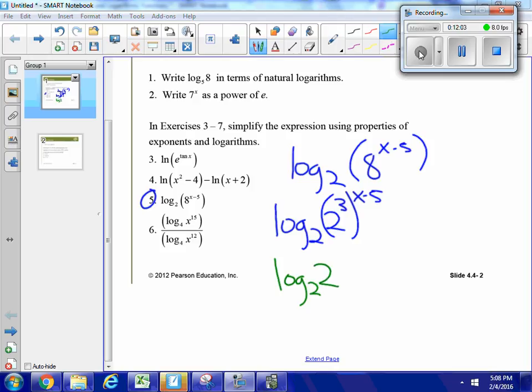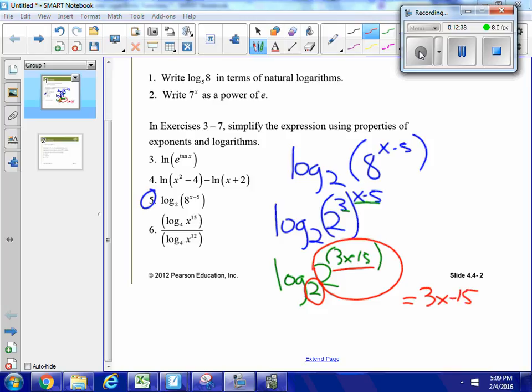Well, since I have exponents, and I'm taking a power of a power, I multiply the exponents times one another. So this becomes 2 to the 3x minus 15. The logarithm is an exponent. Logarithm is asking me a question. What exponent do I need to put on base 2 to get 2 to the 3x minus 15? Well, I need to put 3x minus 15 on 2 to get 2 to the 3x minus 15. So the answer here is 3x minus 15.